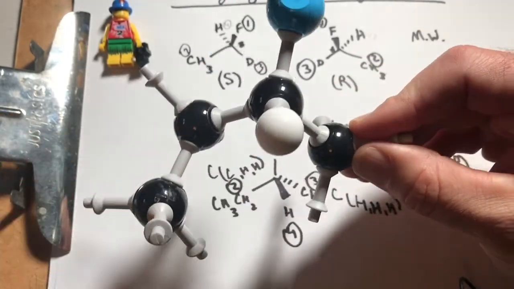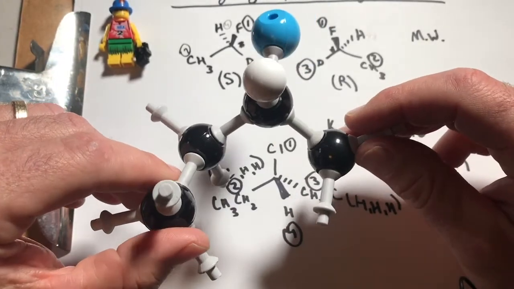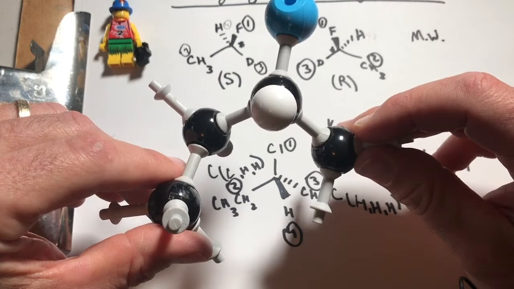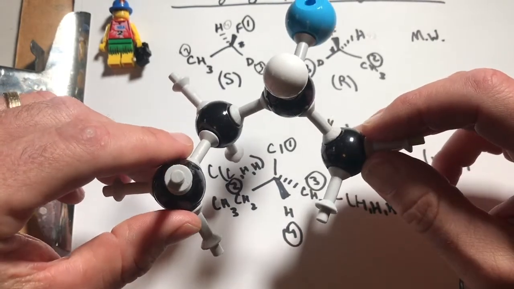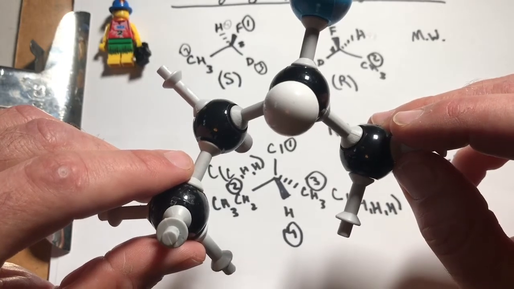And so let's first assign R and S according to the structure that I hold in my hand here. And then we'll do it for the flat structure. Right? And so we know that we have to position that hydrogen group away from us.